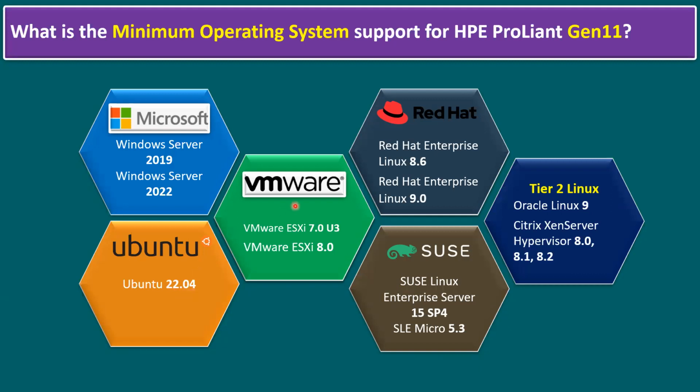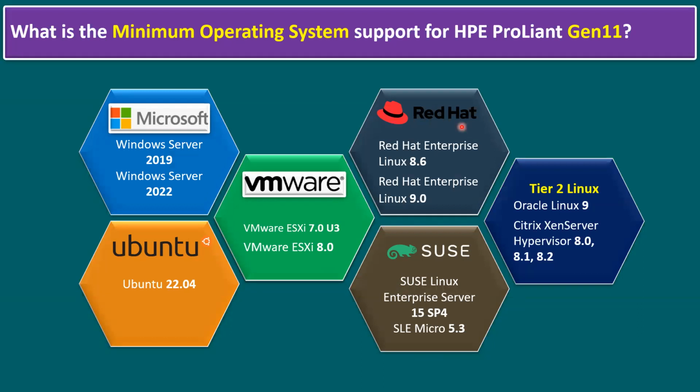When it comes to virtualization with VMware, it starts supporting from ESXi 7.0 Update 3. If we are trying to install ESXi 7.0 Update 1 or Update 2, this model won't support it, because minimum support starts from the Update 3 edition. ESXi 8.0 is also supported, that is the minimum version of the 8.0 series. And even if you want to install the latest 8.0 Update 1, Update 2 and so on, any latest patches after 8.0 can be supported on HPE ProLiant Gen 11 models.